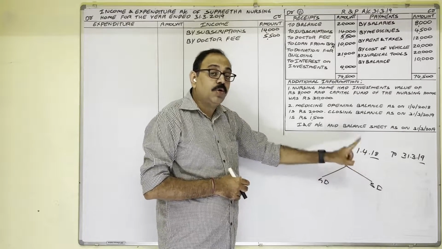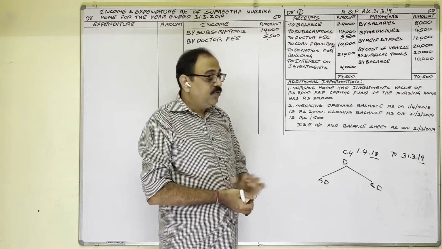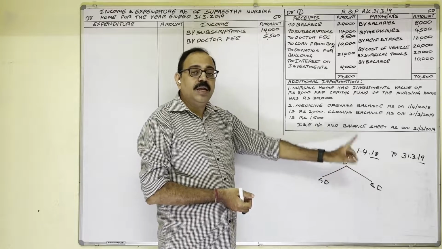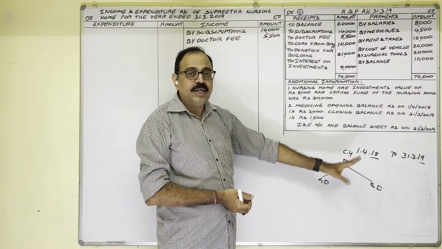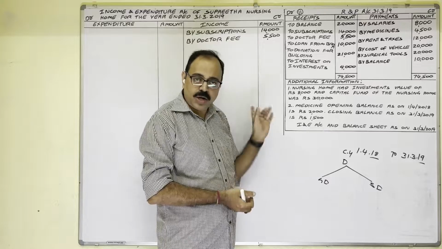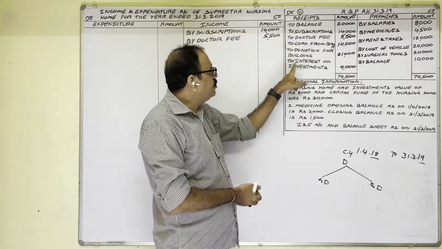Specific donations are to be capitalized, meaning we should treat that as capital income. So in the balance sheet, under the liability side, we have to show that. Not here. Ignore. Next one.